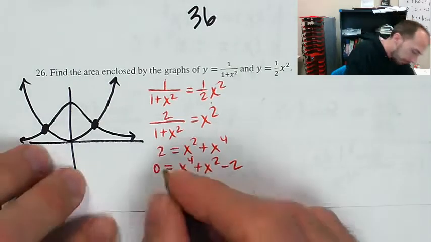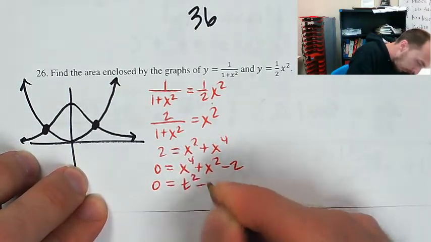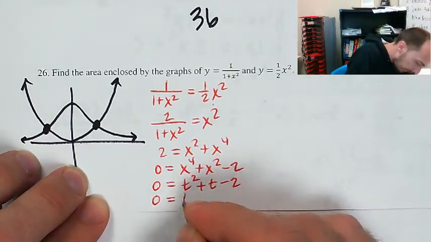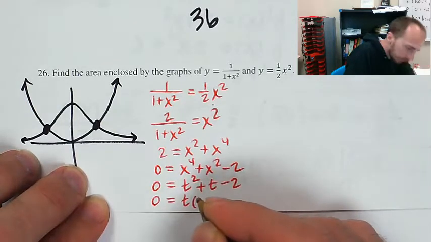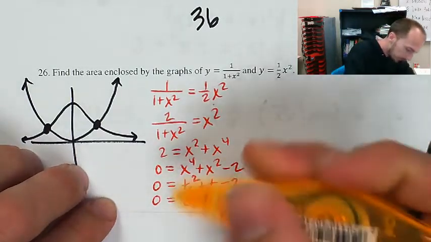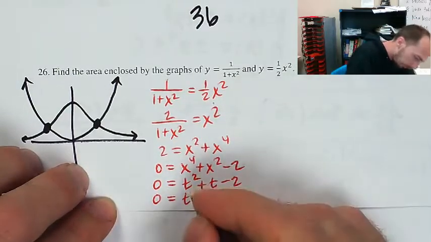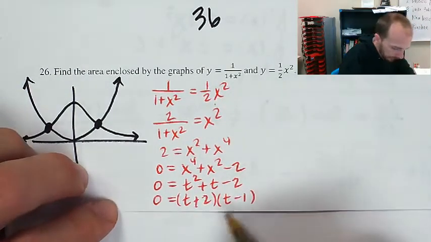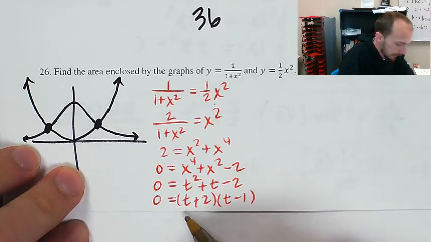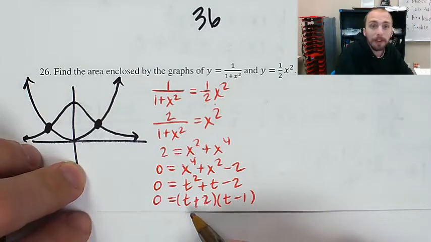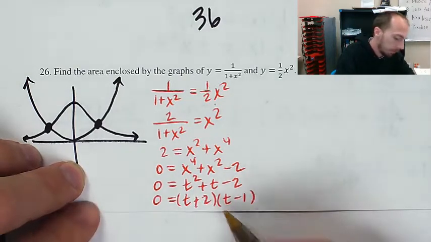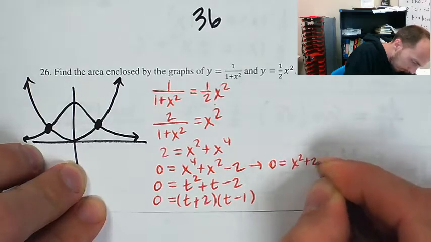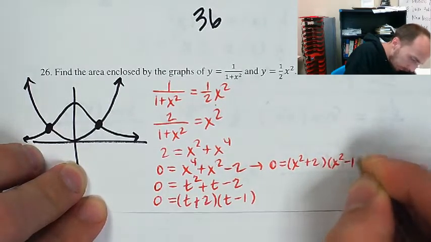This is like if you saw 0 equaled t squared plus t minus 2, we would say that we could factor that, right? We could say that's t plus, well, that's not going well. Let's say that's t plus 2 multiplied by t minus 1. And yes, t in this case is equal to x squared. So it's going to be 0 equals x squared plus 2 multiplied by x squared minus 1.